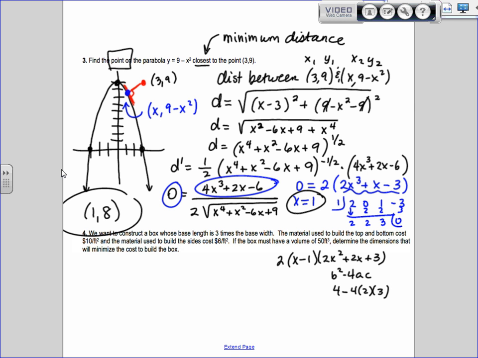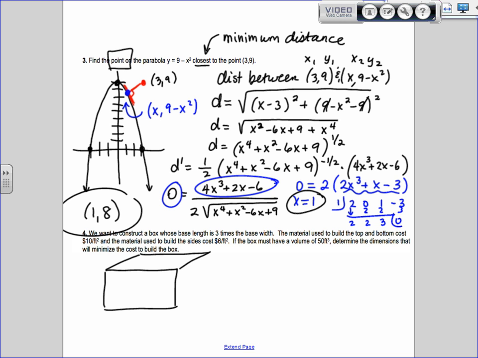All right, number 4. You want to construct a box whose base length is 3 times the base width. So we have this. Let's let w be the width. The length is going to be 3 times that, so 3w.